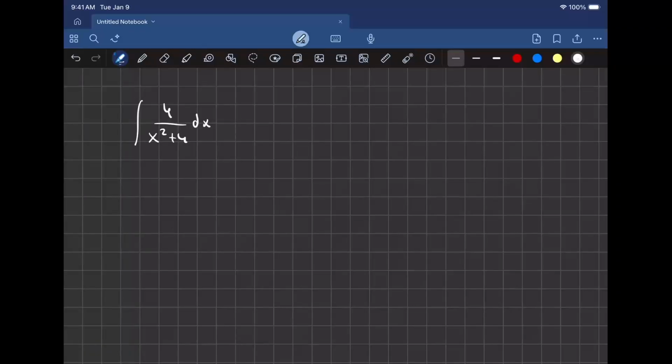This is actually really nice. We just have an arctangent form. So recall that the integral of 1 over x squared plus a squared dx is 1 over a arctan of x over a. So this will be 4 times 1 over 2 tan inverse of x over 2. This can be simplified to just 2 tan inverse x over 2.